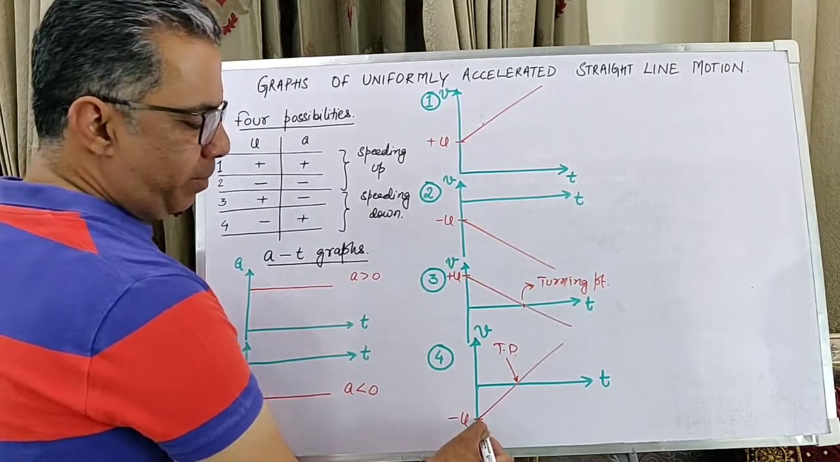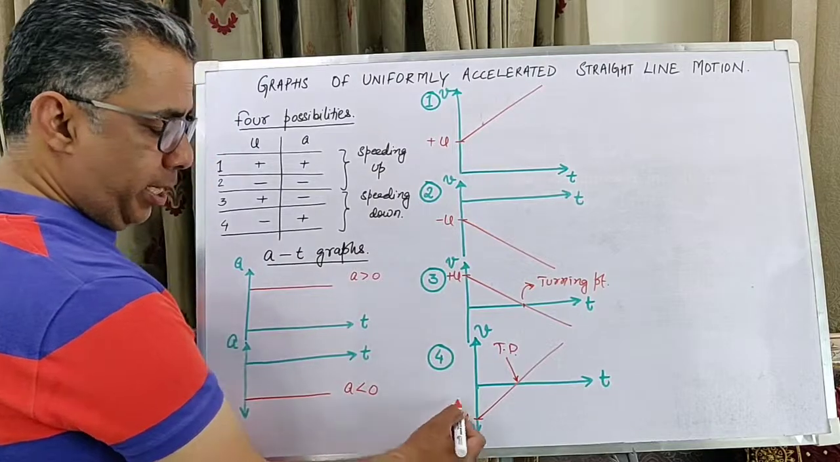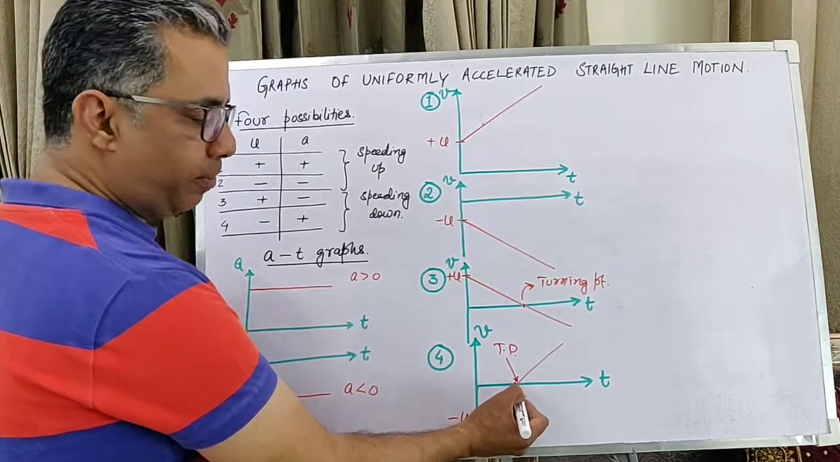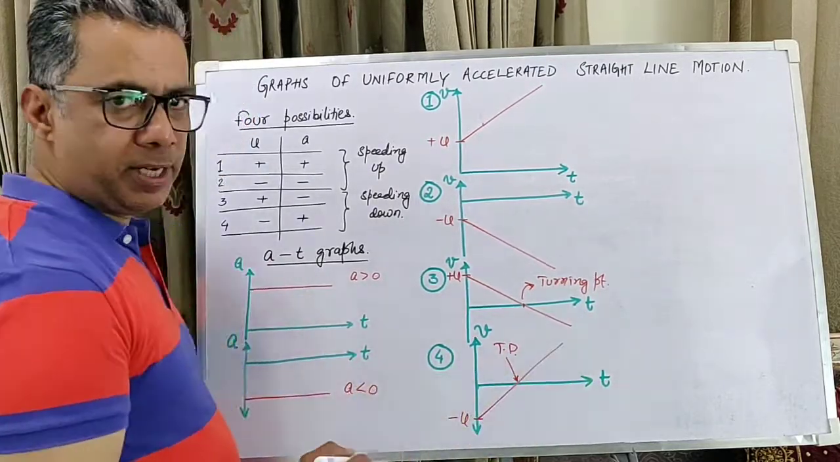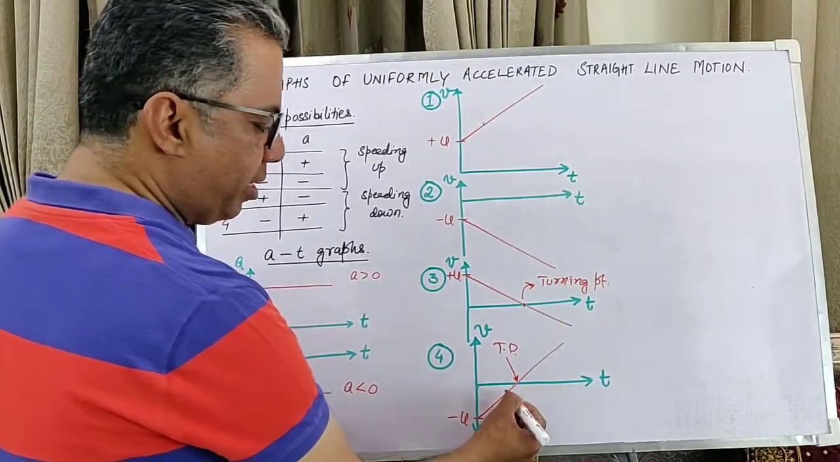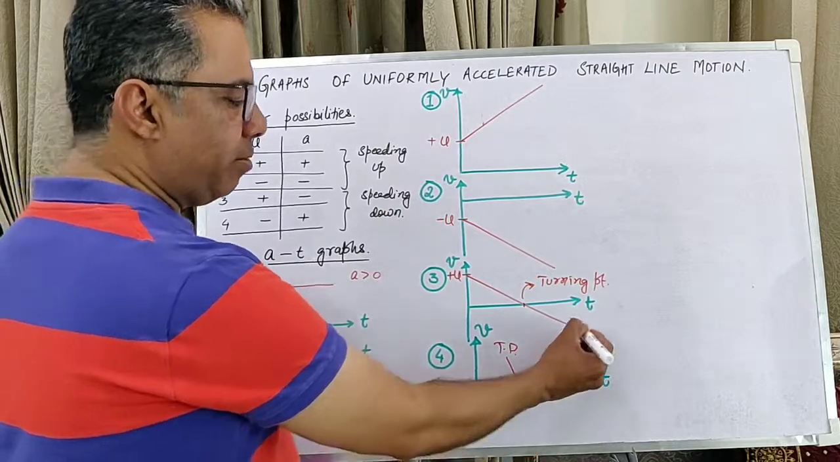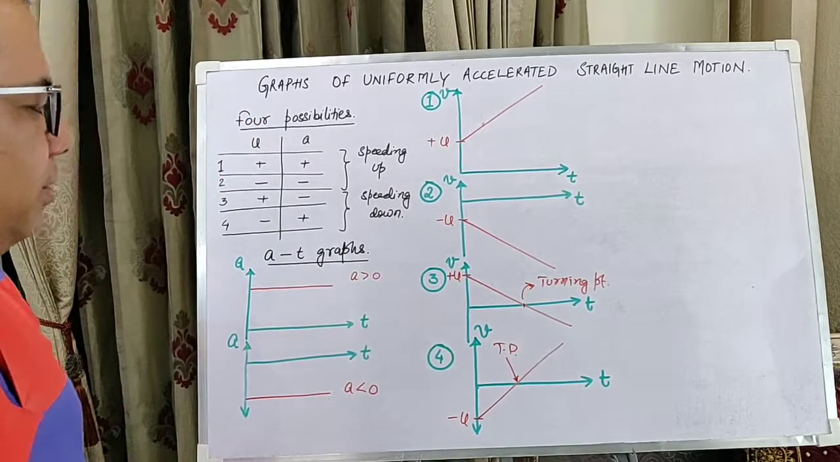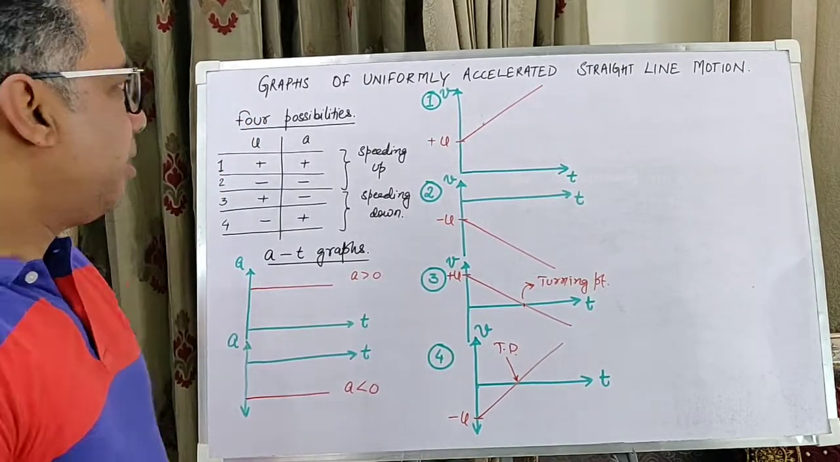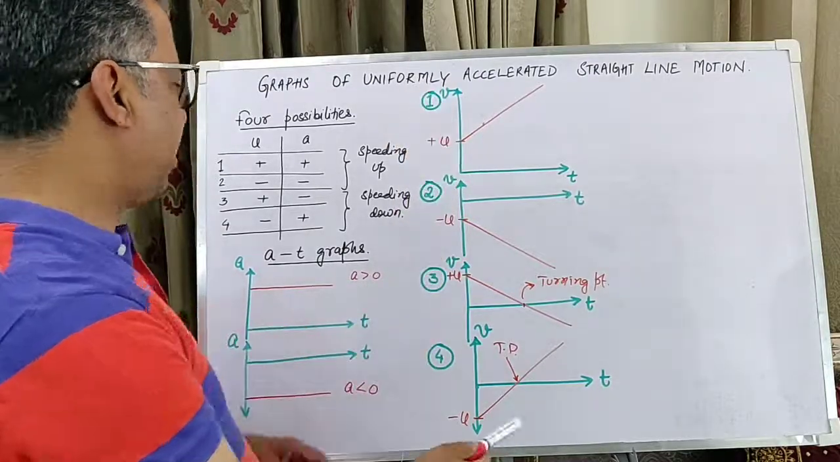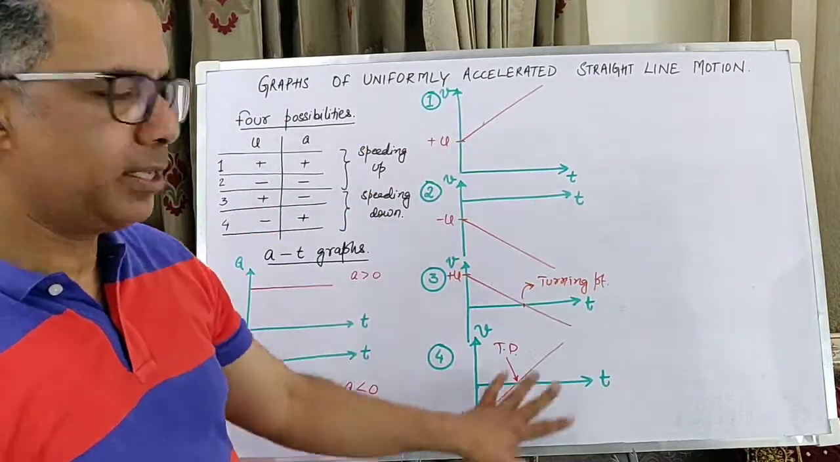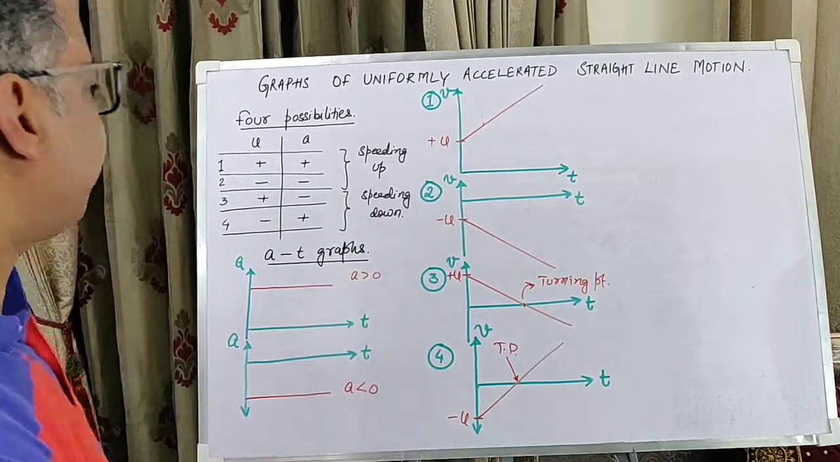Before the turning point, speed decreases. Initially the speed is u, and then it decreases to 0, and after that speed starts to increase. So before the turning point, it's speeding down, speed decreases. After the turning point, speed starts to increase. So these are the 4 possibilities for the VT graphs.